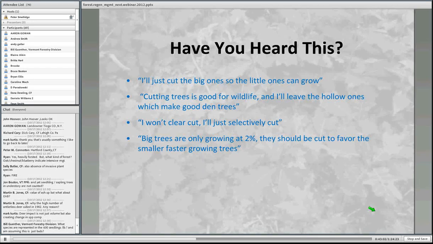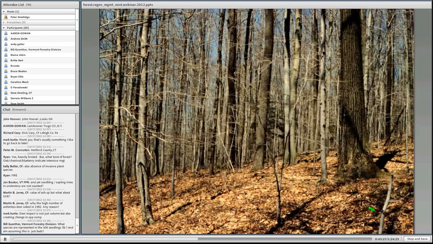But the first one centers around some things like, have you heard this? I'll just cut the big ones so the little ones can grow. Cutting trees is good for wildlife. I'll leave the hollow ones, which make good den trees. I won't clear cut because everybody knows clear cutting is bad. I say that tongue in cheek. I'll just selectively cut, or you give a more quantitative response and talk about the growth rates of the trees.